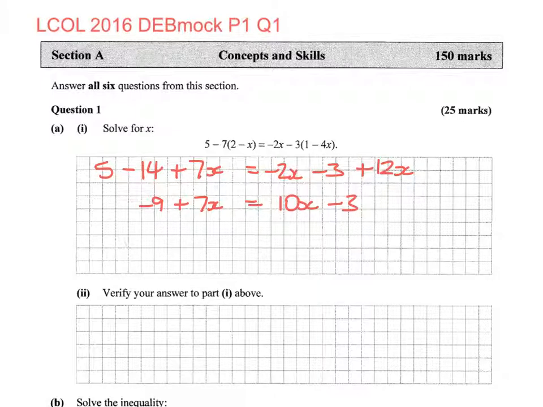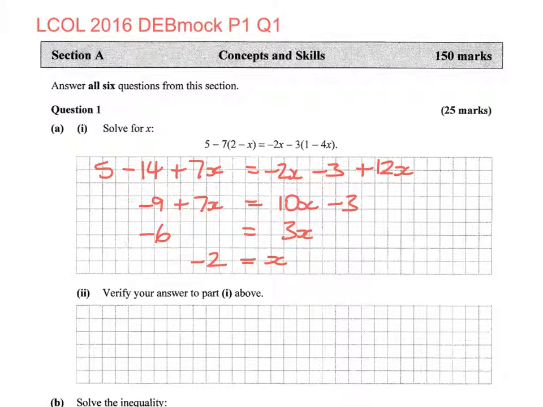So lastly, we want to get the x's onto one side, numbers onto the other. So if I were to take away 7x from both sides, I'll be left with 3x on the right hand side. And if I add on 3 to both sides, I get minus 6 on the left hand side. So I've eliminated this 7x by taking away 7x from both sides, and I've eliminated this minus 3 by adding 3 to both sides. Lastly, divide by 3, and I'm left with minus 2 as my answer.